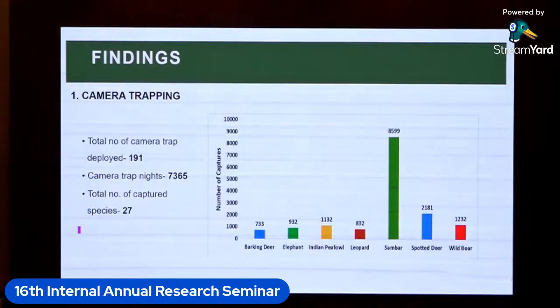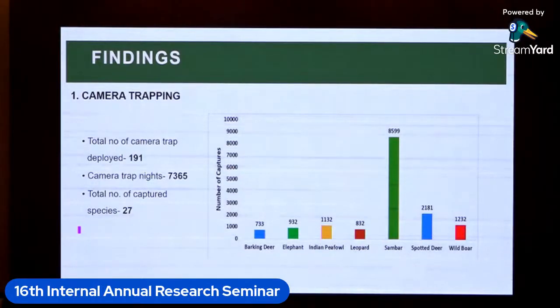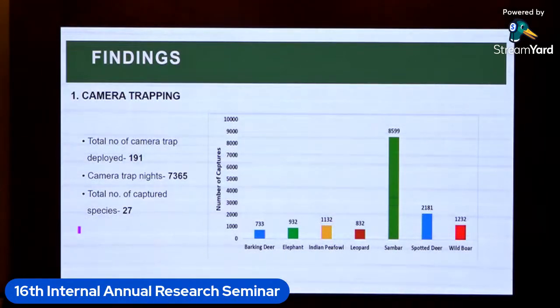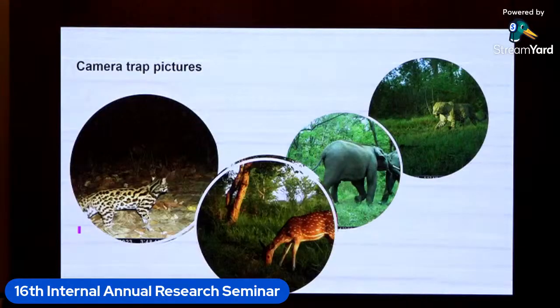A total of 191 cameras were placed, with trap nights of 7,365. A total of 27 species were recorded, of which Sambar had the highest number of captures. These are a few photographs from our camera traps.